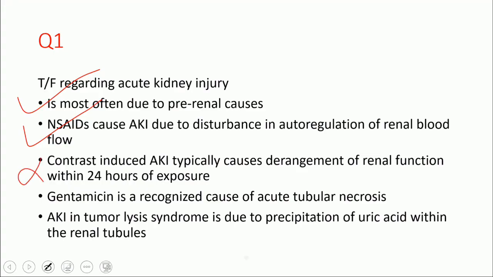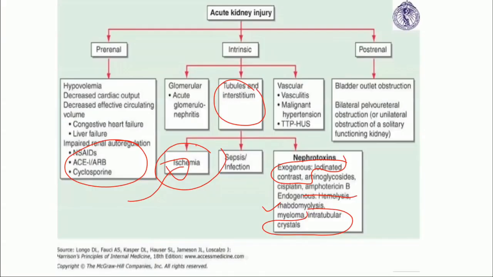Gentamicin, yes, aminoglycosides are a recognized cause of acute tubular necrosis. And AKI in tumor lysis syndrome is due to precipitation of urate, right? It's urate because of the high cell turnover. They get urate crystals. So that's another cause of this intratubular crystal story, right? You get urate crystals being formed in the tubules or precipitating in the tubules.